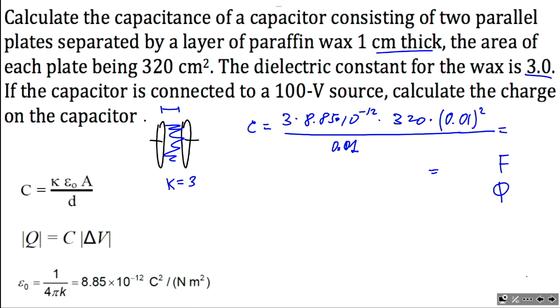Okay, please calculate. So I'm going to round it up. 3 times 9 times 10 to the negative 12 times 320 times, that's going to be 0.01, because in my mind I cancel 0.01 here and 0.01 there. Just to write it clearer. And now you have to take a calculator and calculate.